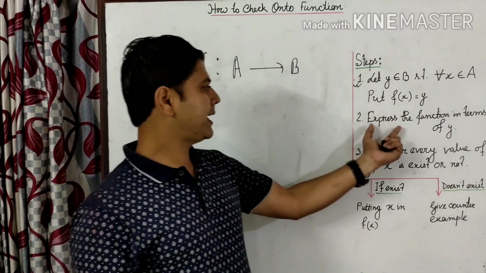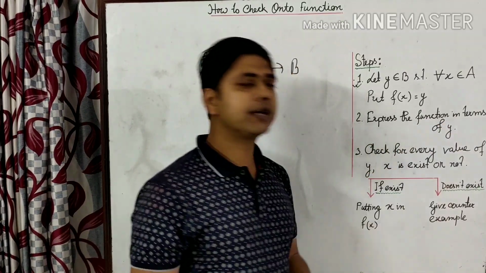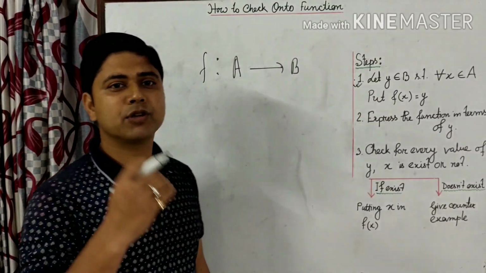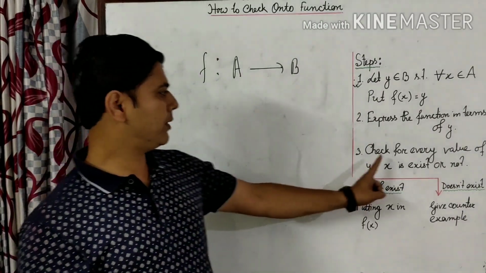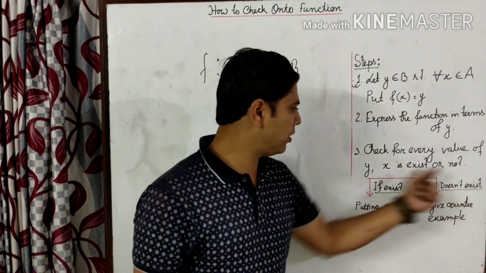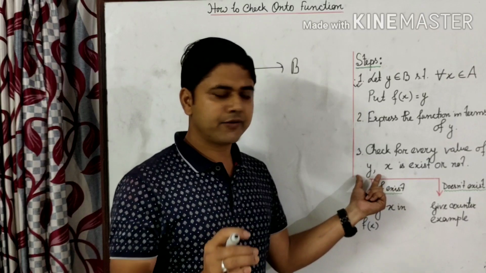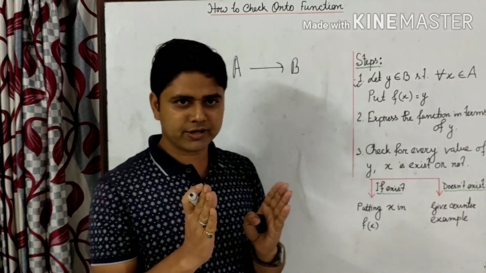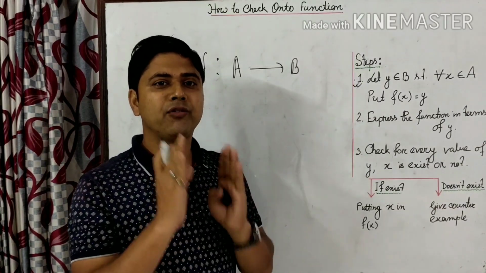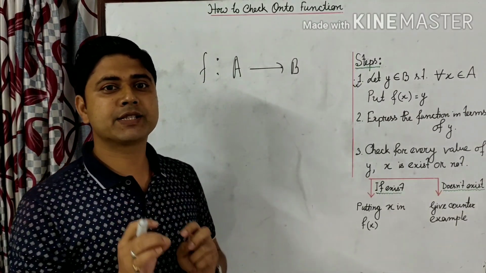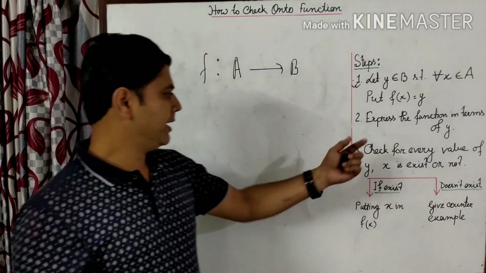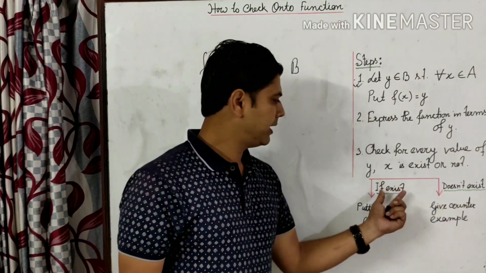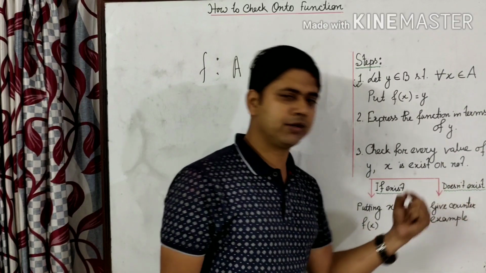Y. In place of f of x, we write y. Next, what is the second step? Express the function in terms of y. That means the given function you have to express in terms of the y variable. Third one, check for every value of y whether x exists or not. For every value of y, we have to check whether x exists or not. If it exists, there are two options. Either it exists or does not exist.